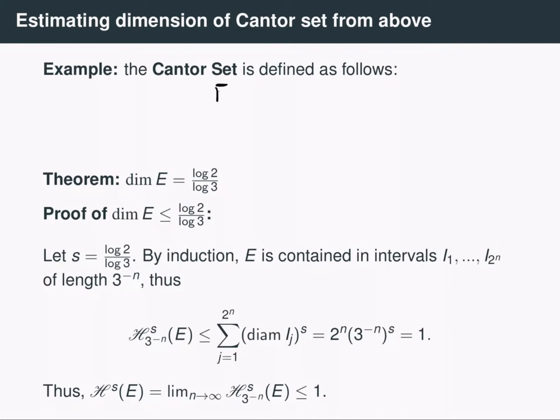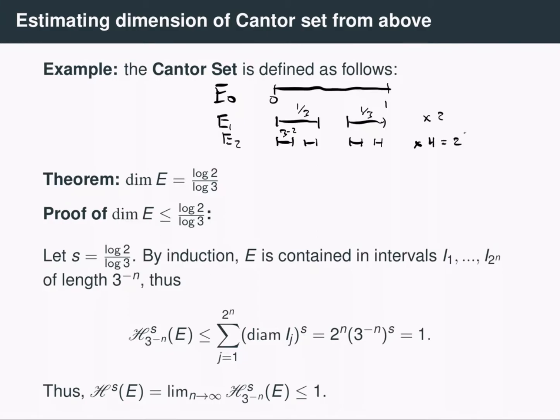So recall that a Cantor set is constructed as follows. We start with the unit interval from 0 to 1, and that's our set E0. Then we remove the middle third of this set. So now we have two intervals of length 1/3. And that's E1. We construct a new set E2 by removing the middle thirds of those intervals. So now we have intervals each of length 3 to the minus 2, so 1/9, and there are 4 of them, or otherwise 2 squared.